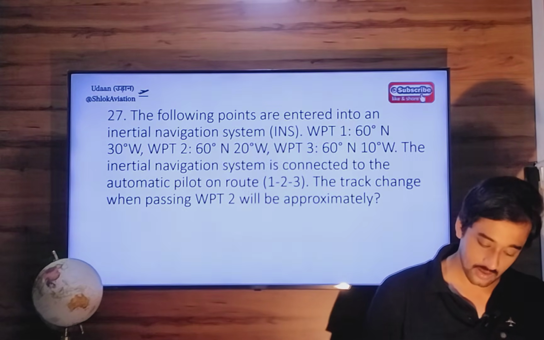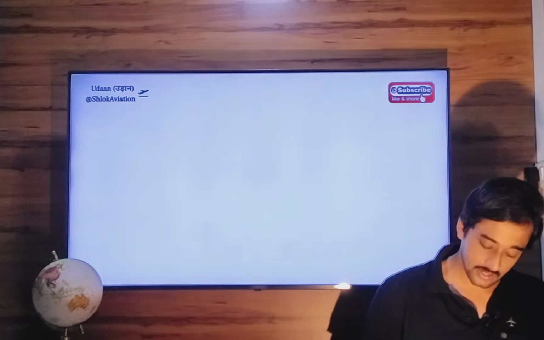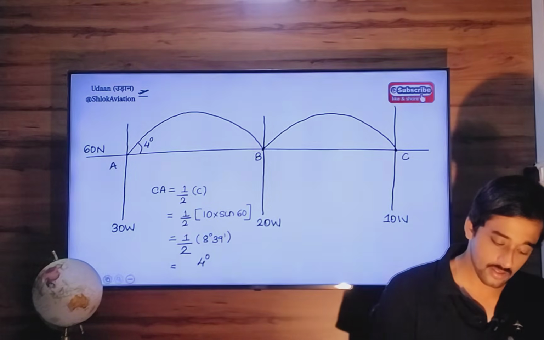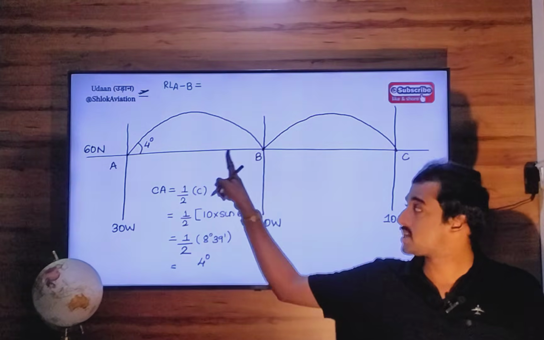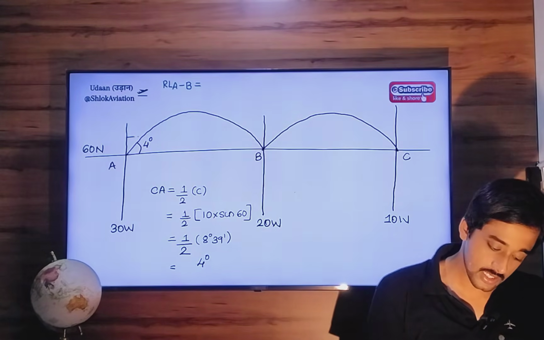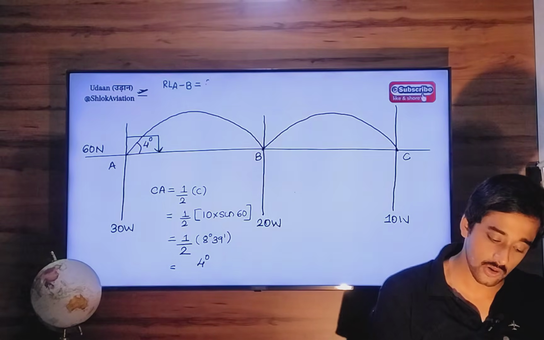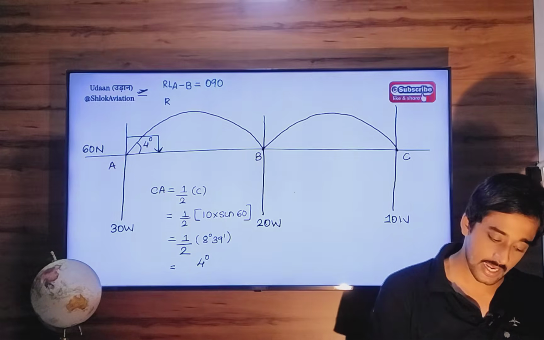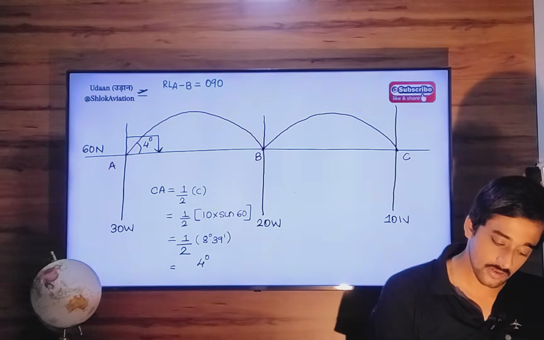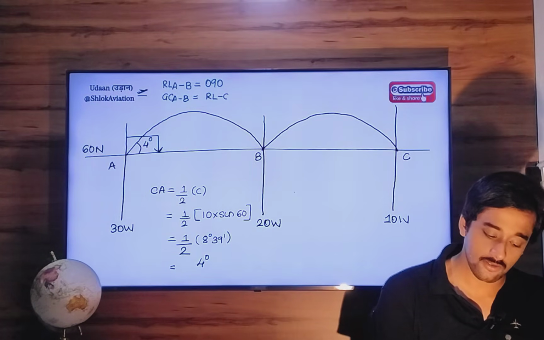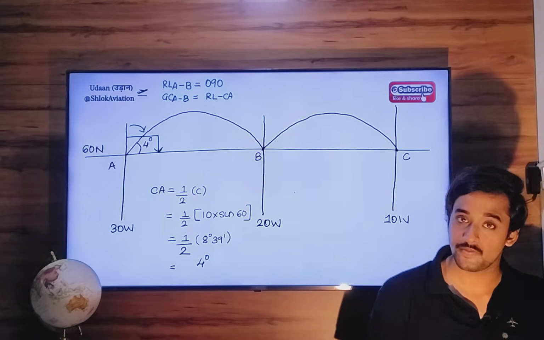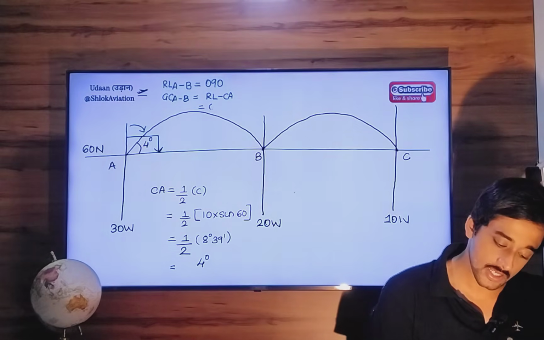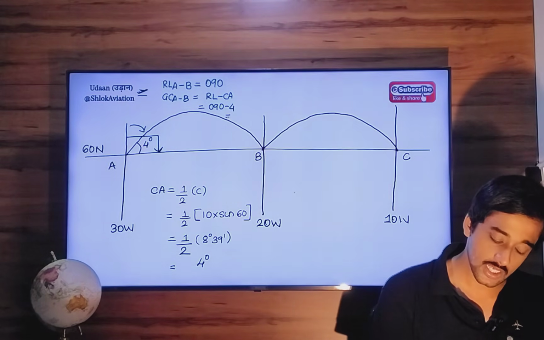Now, rhumb line track A to B is 090. It is 0, 9, 0. Rhumb line. So therefore, great circle track A to B will be rhumb line track minus convergency angle. This is your great circle. So 090 minus 4 is 086.